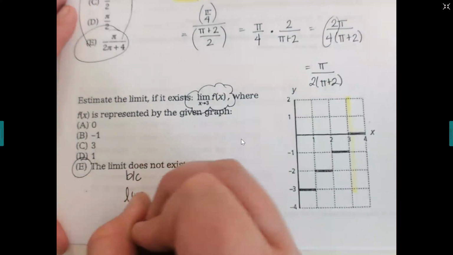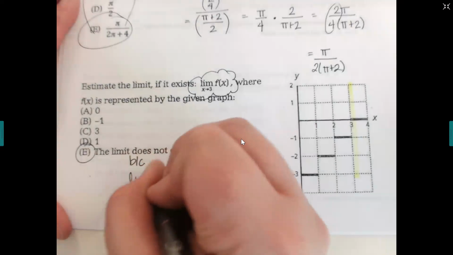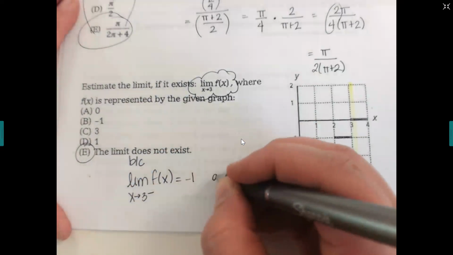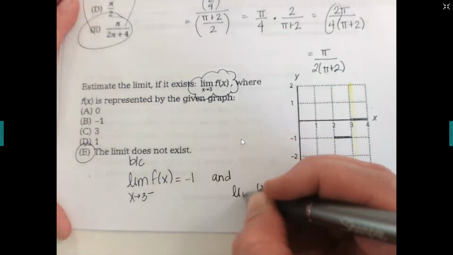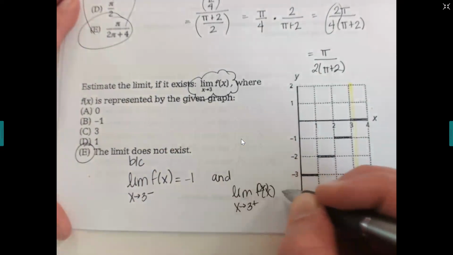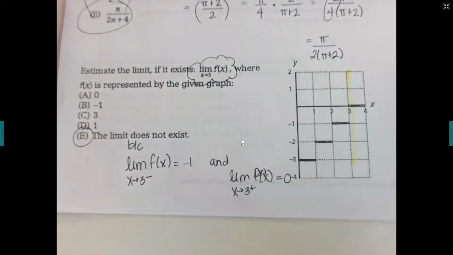And if it made you justify, you would say, just for extra practice, the limit as x approaches 3 from the left, that's your little negative sign, is equal to what? What was my left side limit? -1. And the limit as x approaches 3 from the right of f of x is 0. Okay, so you should know how to do those justifications. Remember, your limit only exists if the sides are the same. So if you're saying it doesn't exist, you should know how to prove it. All good?